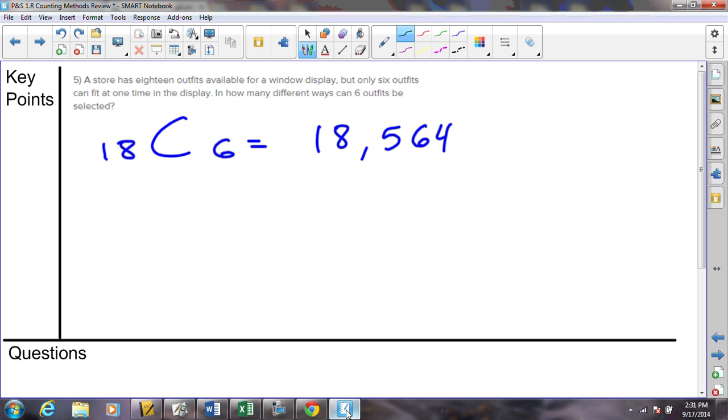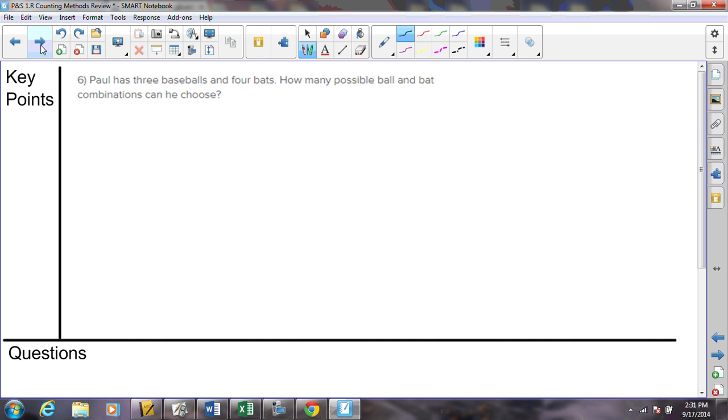Number 6. Paul has 3 baseballs and 4 bats. How many possible ball and bat combinations can he choose?